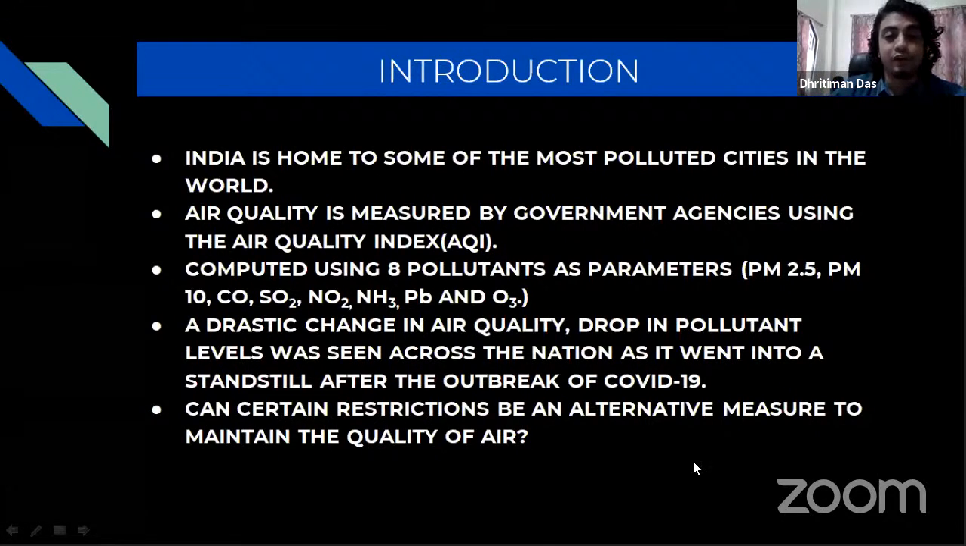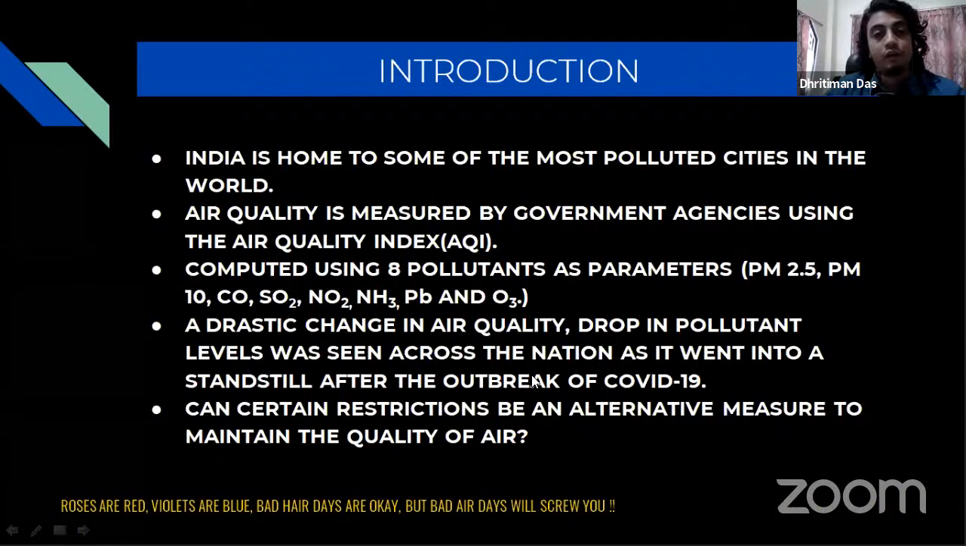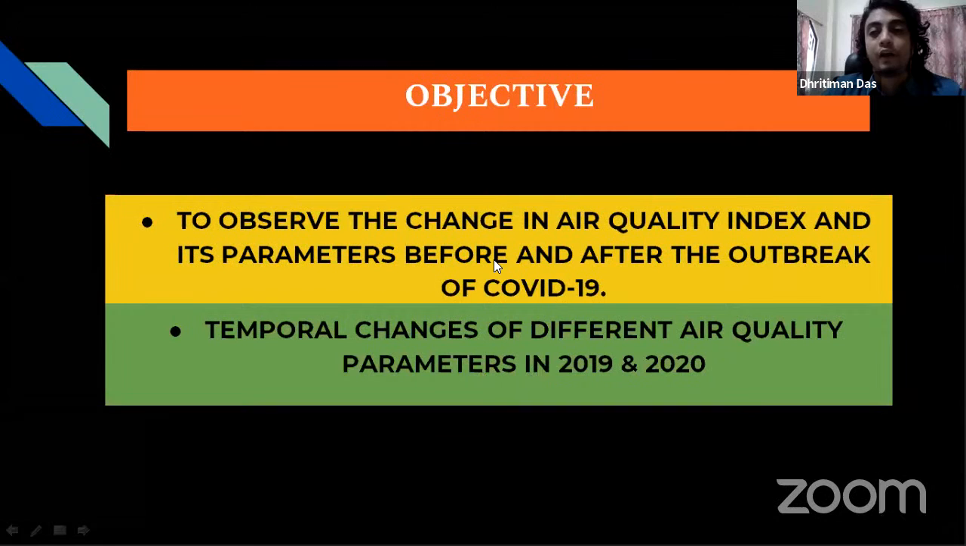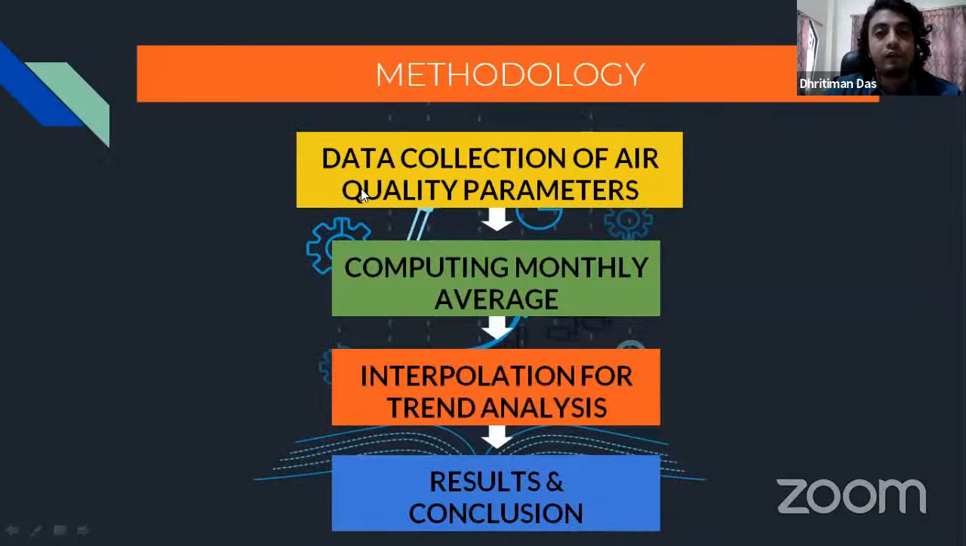So this inspired me to observe the change in the air quality and its parameters before and after the outbreak of COVID-19. And I also wanted to check the temporal changes of different air quality parameters in 2019 and 2020. So I collected data from the website of the Central Pollution Control Board of India, for 2019 and 2020. I collected daily data starting from January 2019 to July 2020.